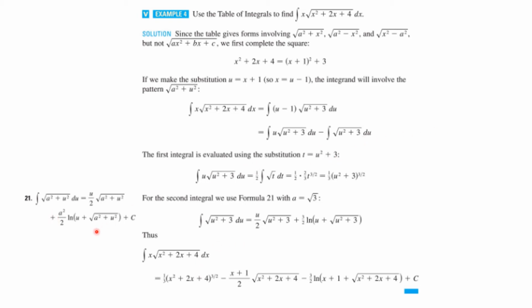And there's formula 21, and we're going to have a, because a is a constant, a is going to be the square root of 3. So when I substitute that in here, I get this expression. And again, you should verify that I'm using this pattern to get this expression. Thus, I get, and now I have to go back, because this is an indefinite integral, I have to go back to my original native variable.